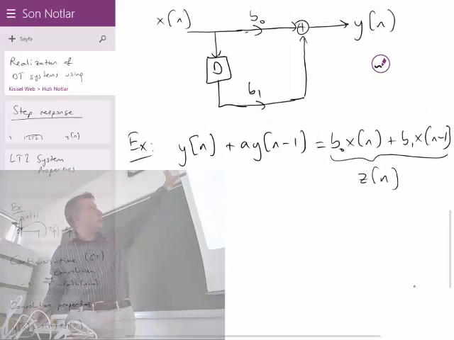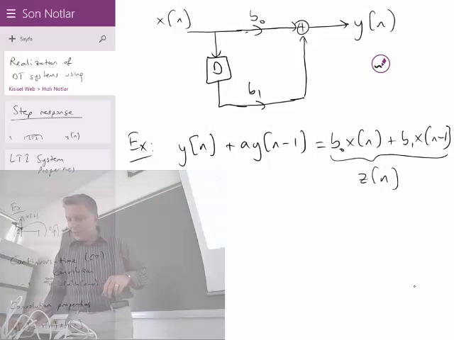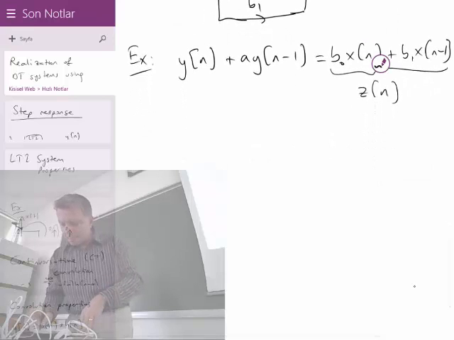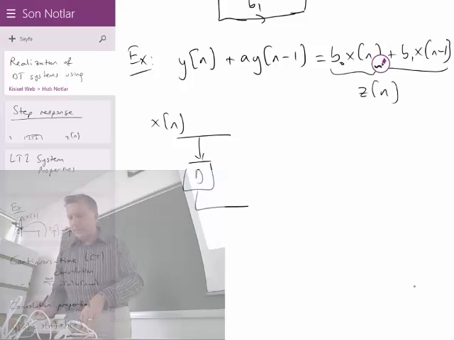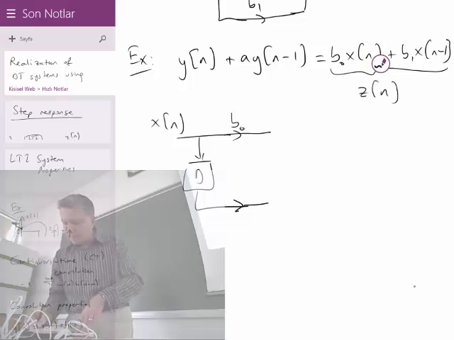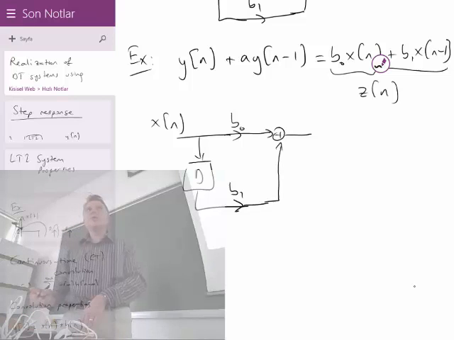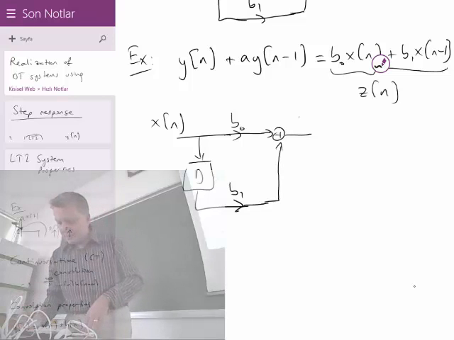So I'm going to do it like this. Look at the top figure over there. Just like that one, I'm going to make an x of n at the input and the delayed version of x of n. And x of n is multiplied by b0. x of n minus 1 is multiplied by b1. And they are combined to produce z of n here.